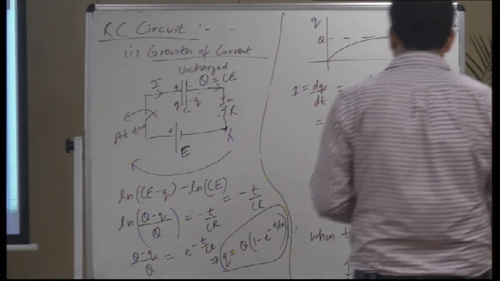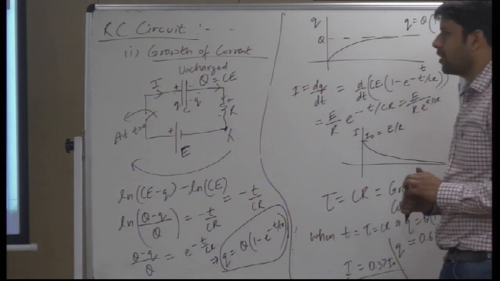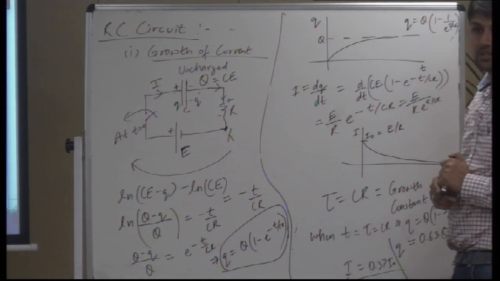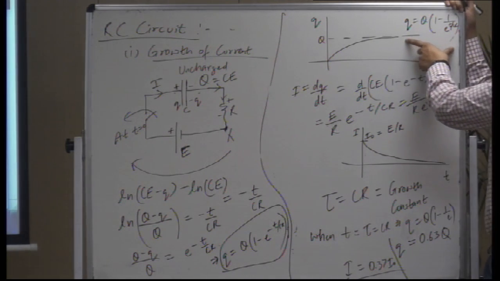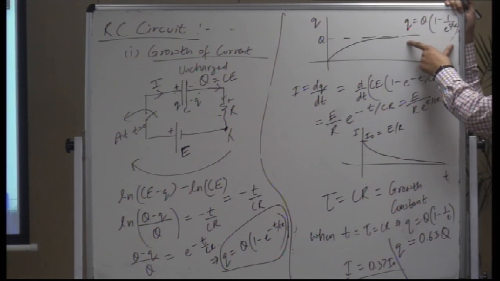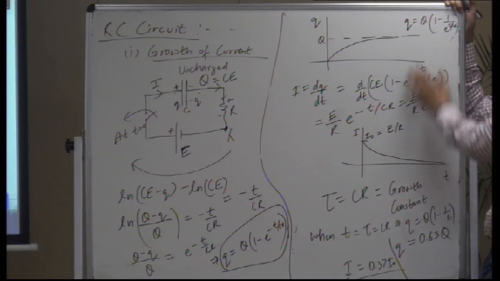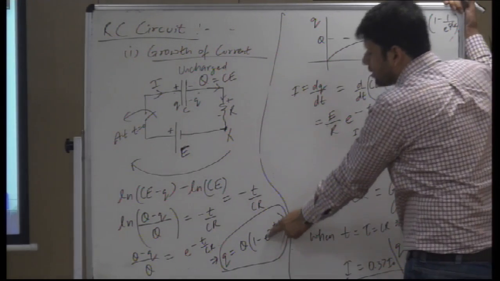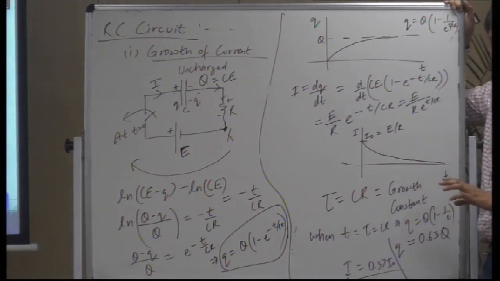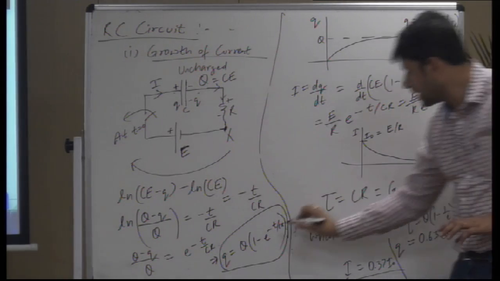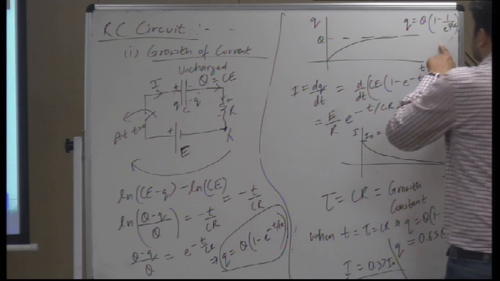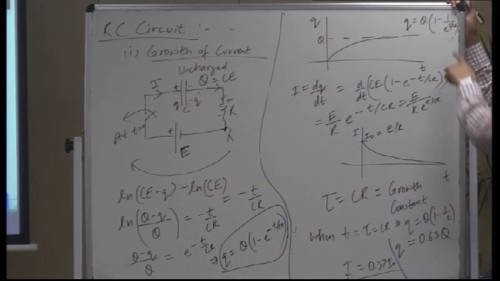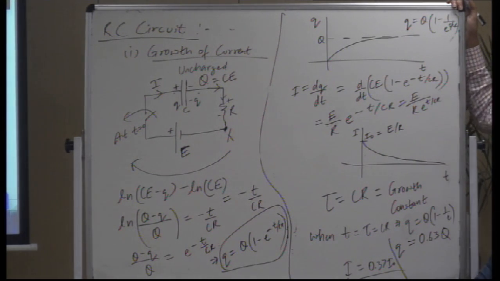Somebody is asking, please explain the graph again. I don't know which one, so I have to explain both the graphs. In this graph, if you pay attention to the formula for charge, e raised to power minus t by CR was there. The power has a negative sign, which means it could be written as e raised to power t by CR in the denominator.